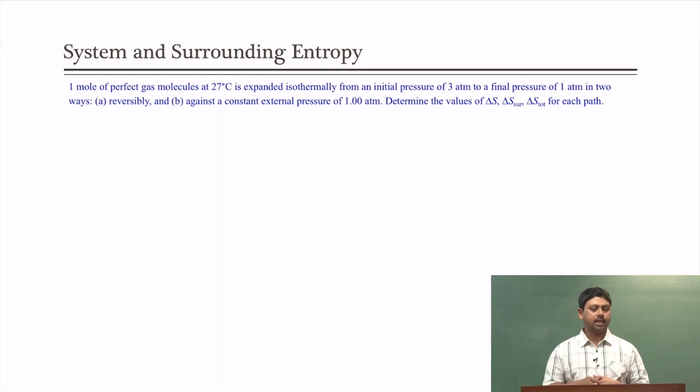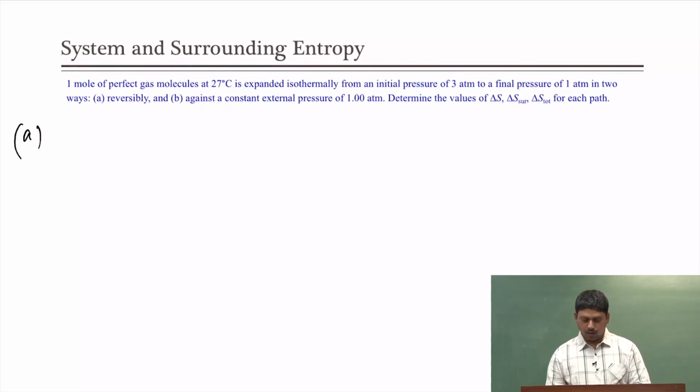Now, again we are going to do one more calculation on system and surroundings to help us understand it a little bit better. 1 mole of perfect gas molecules at 27 degree centigrade expands isothermally from an initial pressure of 3 atmosphere to a final pressure of 1 atmosphere in 2 ways, reversibly and against a constant external pressure of 1 atmosphere. Calculate delta S of the system, surroundings, and then total for each path. Okay. So, let us do the reversible case.